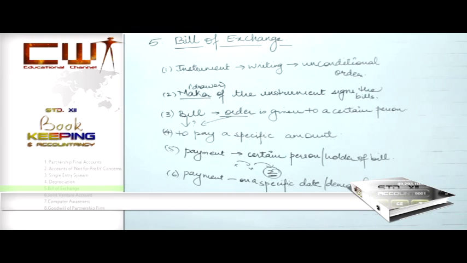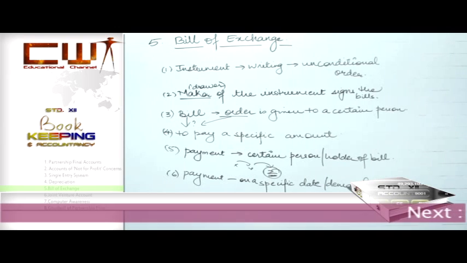So bill of exchange, we will see the definition. The instrument in writing containing an unconditional order signed by the maker directing a certain person to pay on demand or at a future date a certain sum of money only to the order of a certain person or to the holder of the instrument. That is the definition of bill of exchange, and from that definition we have derived these features.